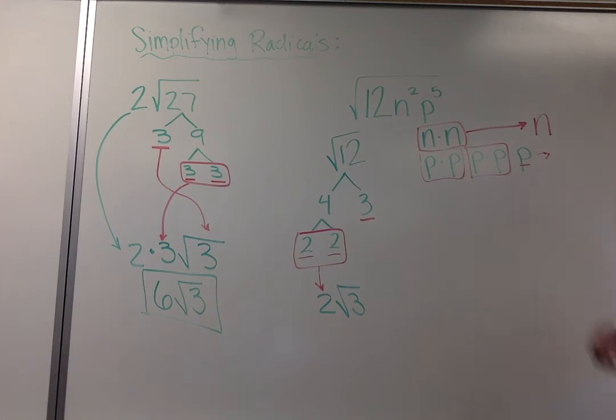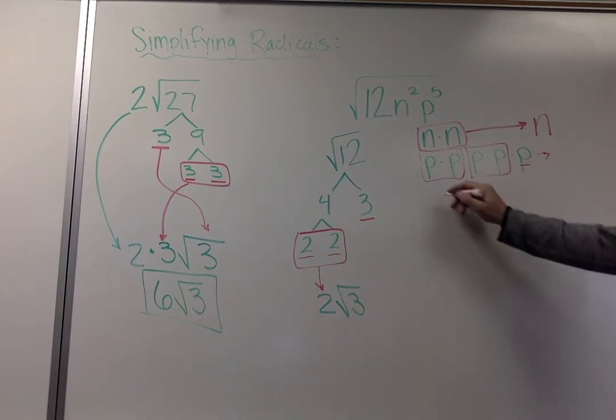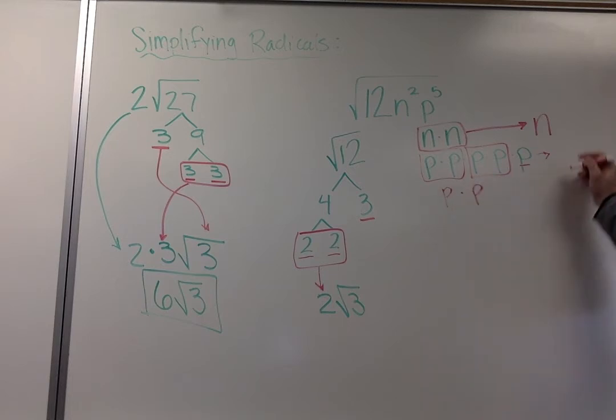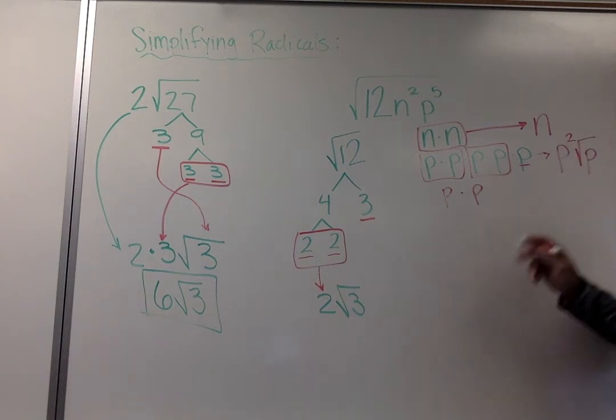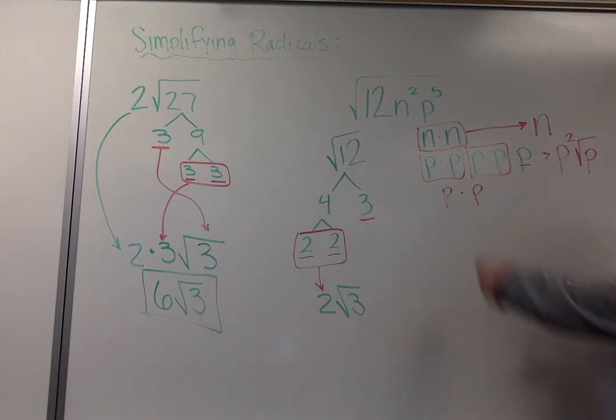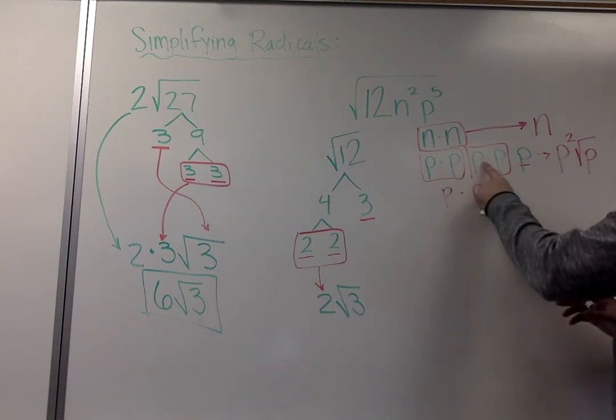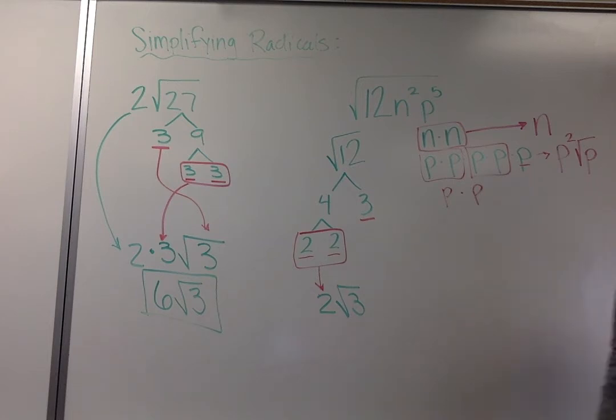So what I would write this out as is I have 2 p's, which is p times p, which gets me p squared. The leftover stays inside the radical. Again, another way to think of it is however many circles with our variables we have is the exponent you're going to put above that variable. Whatever's left over again stays inside.